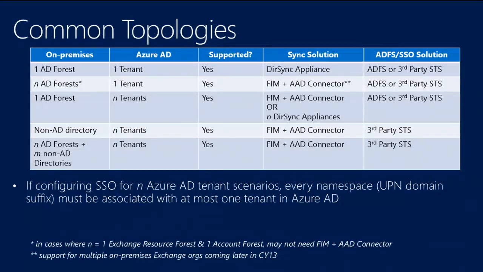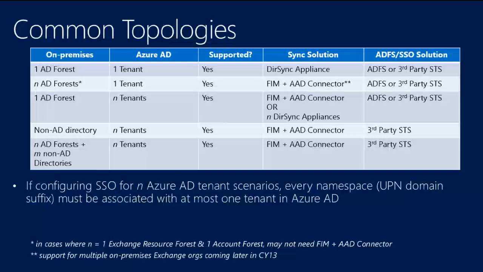If you have multiple AD forests on premises with a single tenant, then you can use the FIM connector that I mentioned earlier that's coming into public beta. There's a double asterisk there to do with Exchange organizations. And in the next slide, I'll show you one case where customers that might have 2 forests aren't really going to have to use the connector. They can still use DirSync. But in most common scenarios we see for multiple AD forests, you'll want to deploy the connector. Again, ADFS or a third-party STS can be used in that situation.